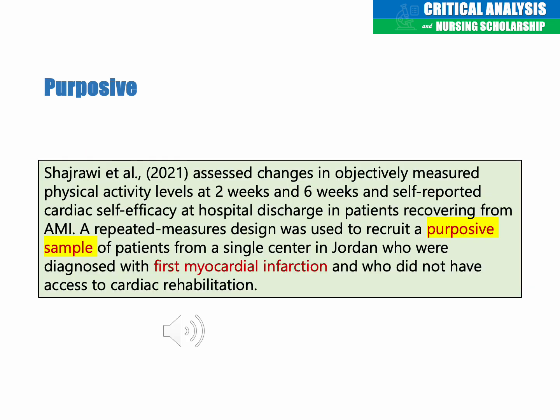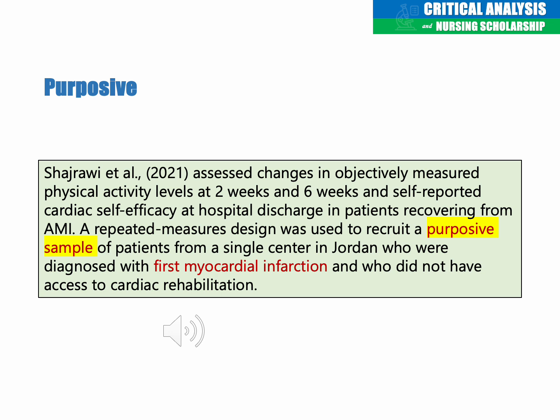Now let me give you a specific example of a research design in which a purposive sampling technique was used. Sharawi et al. 2021 assessed changes in objectively measured physical activity levels at 2 weeks and 6 weeks and reported cardiac self-efficacy at hospital discharge in patients recovering from AMI. A repeated measure design was used to recruit a purposive sample of patients from a single center in Jordan who were diagnosed with first myocardial infarction and who did not have access to cardiac rehabilitation.